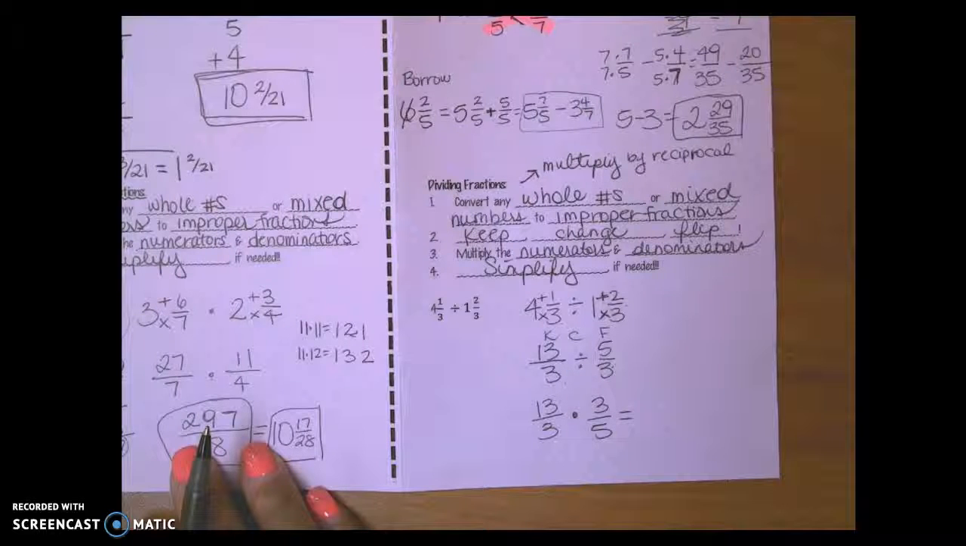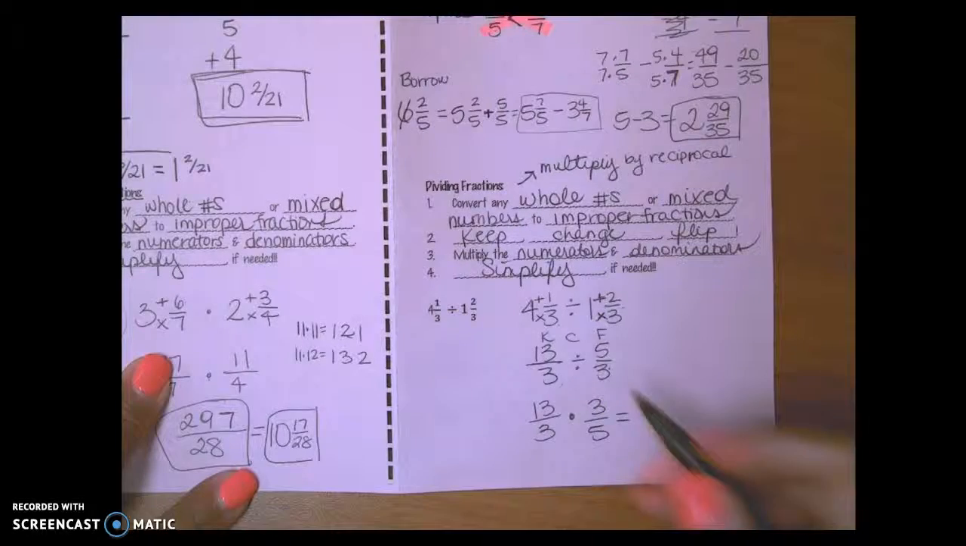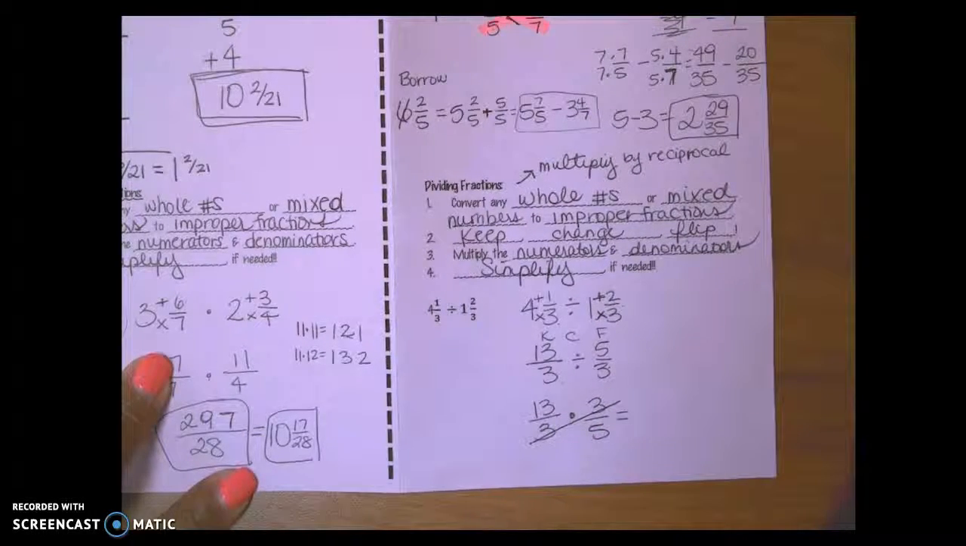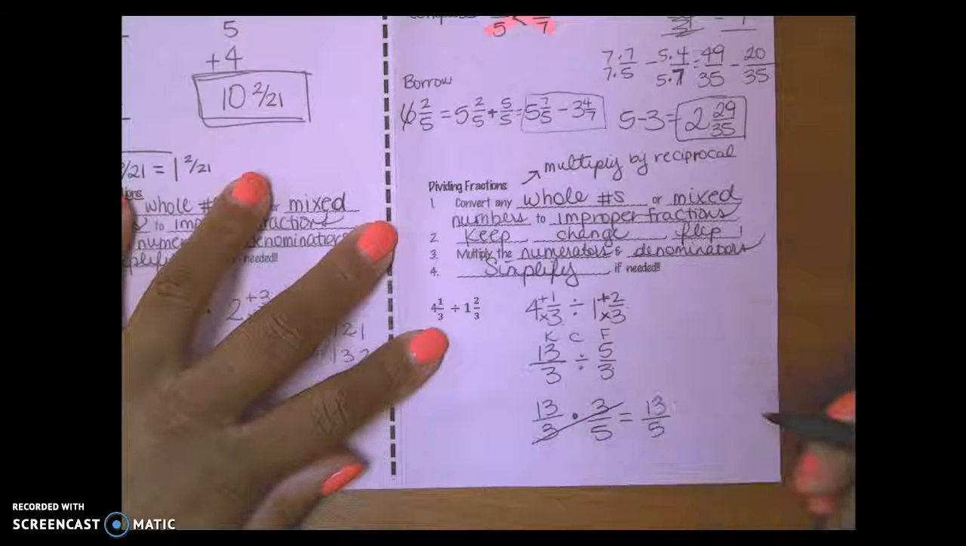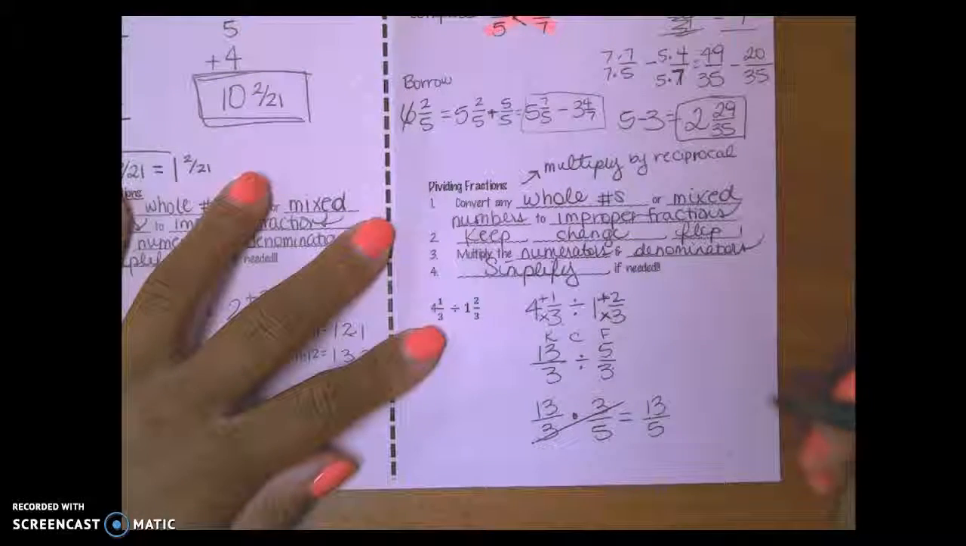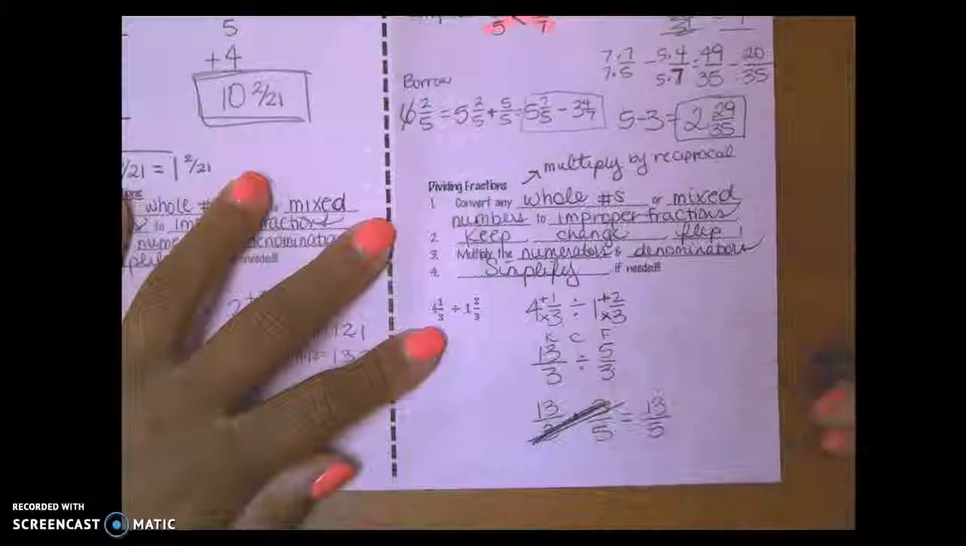Crossing out the threes, because they're the same. There's one on the top and one on the bottom. They're gone. Now what? 13 over 5. No, I don't do cross multiplication. These are being crossed out. You didn't answer the question.